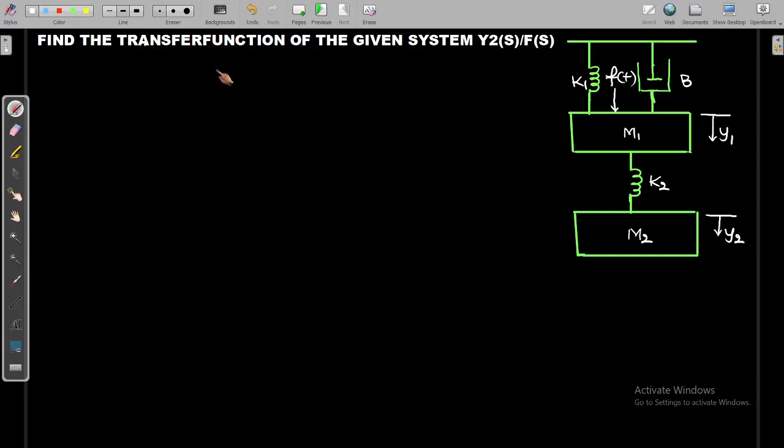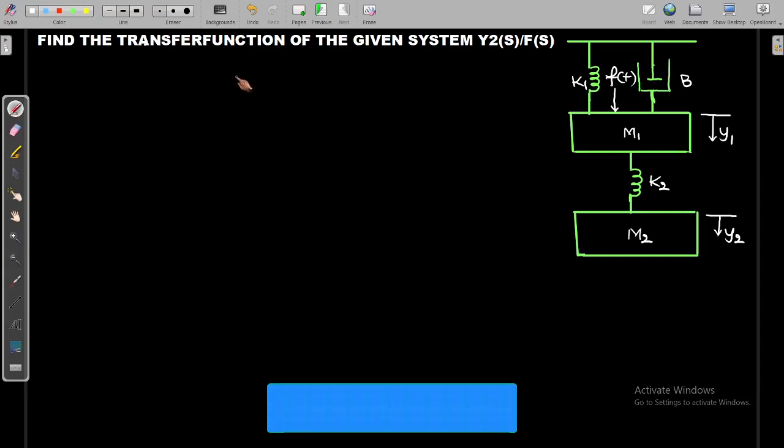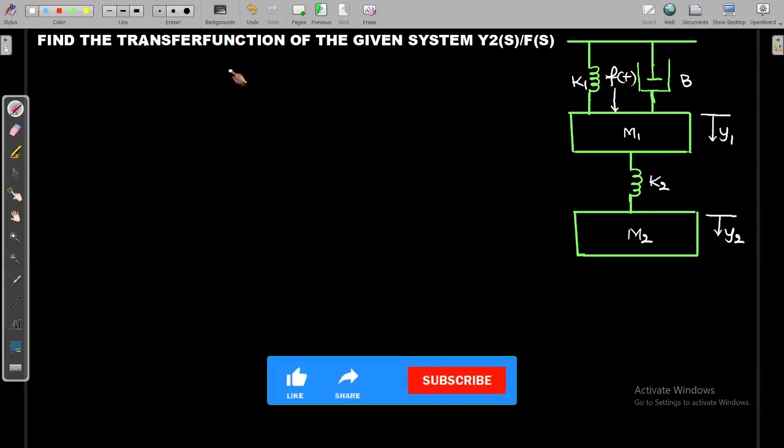Today we are going to see how to find the transfer function of the given system. So this is the given problem. For this, how are we going to find the transfer function of the system? You first have to draw the mathematical modeling diagram of this equation.